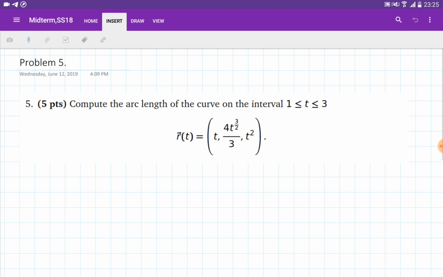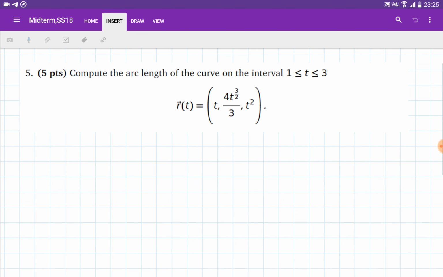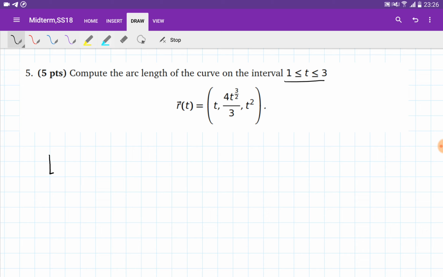Problem number 5 is on the vector functions. So let's say we're given a vector function and we need to find its arc length, where the t is going to change from 1 to 3. So the arc length of the vector function is found when we find the derivative of this function, find the norm of the derivative of this function, and integrate this from 1 to 3 with respect to the t. So let us first of all find the derivative of this function.